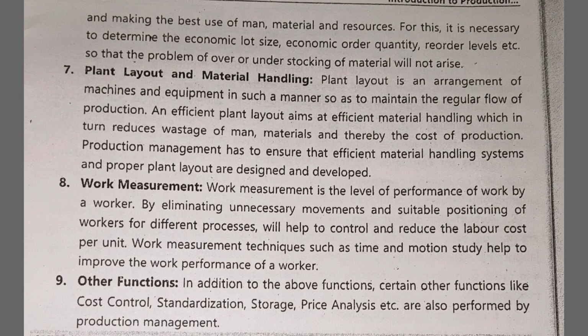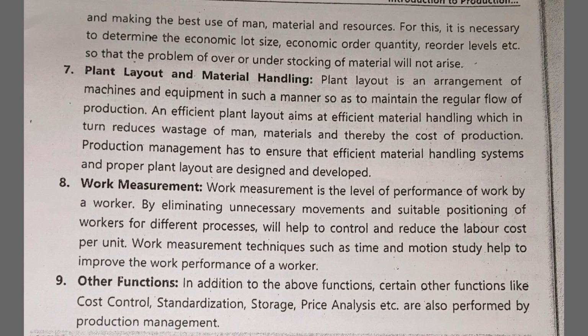Seventh, plant layout and material handling. Plant layout is an arrangement of machines and equipment in such a manner as to maintain the regular flow of production. An effective plant layout aims at efficient material handling, which in turn reduces wastage of material and thereby the cost of production. Production management has to ensure that an efficient material handling system and proper plant layout are designed and developed.